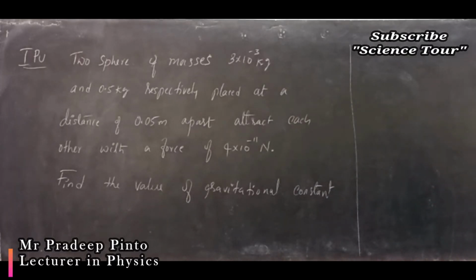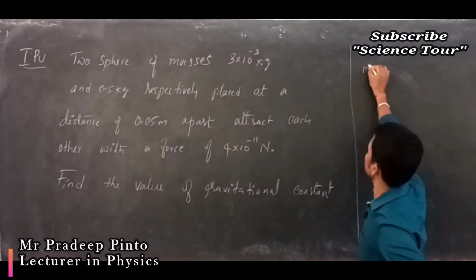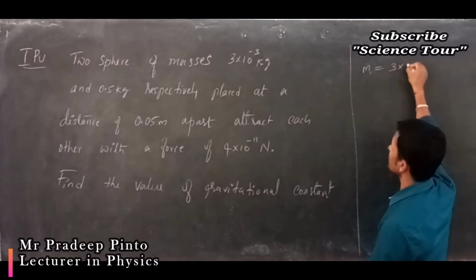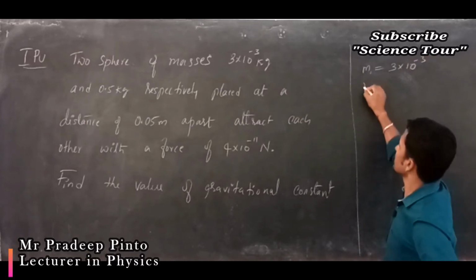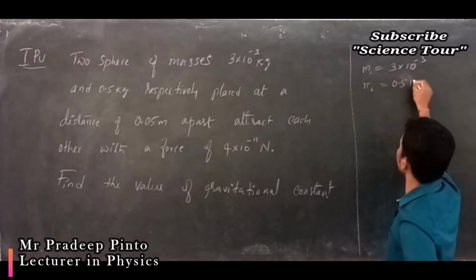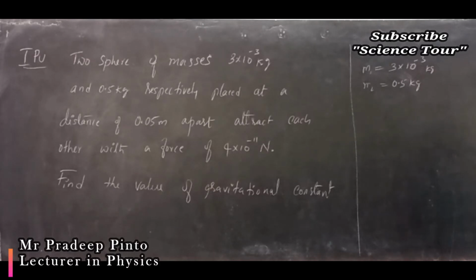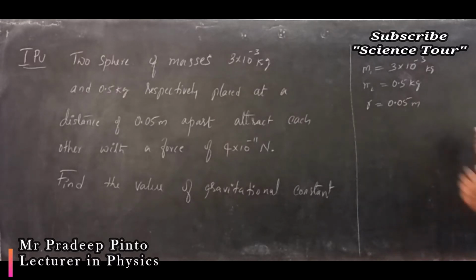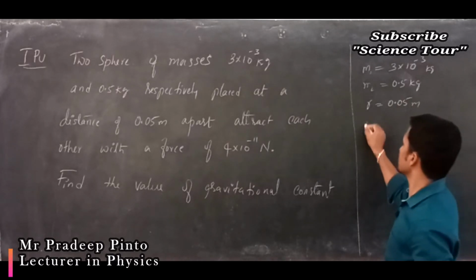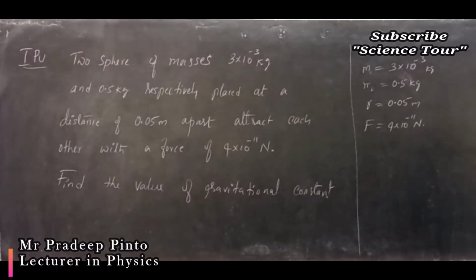Now one more problem you can see on the board. Two spheres of masses m1 is 3 into 10 to the power minus 3 kg, and another mass m2 is 0.5 kg, respectively placed at a distance of r equal to 0.05 meter apart, attract each other with a force of F equal to 4 into 10 to the power minus 11 Newton. Find the value of gravitational constant.